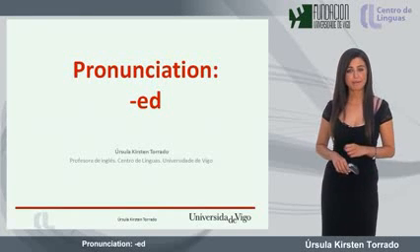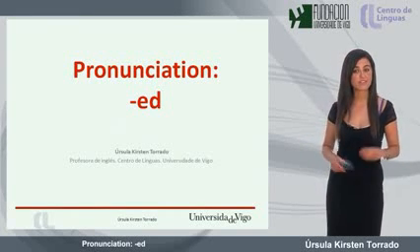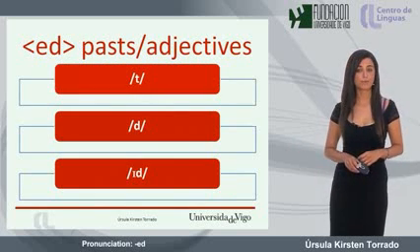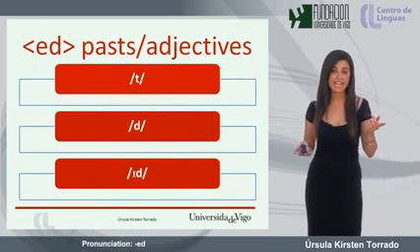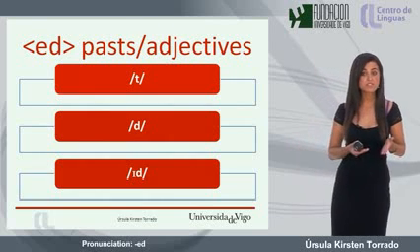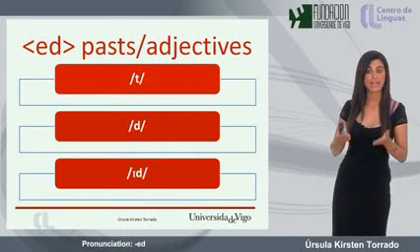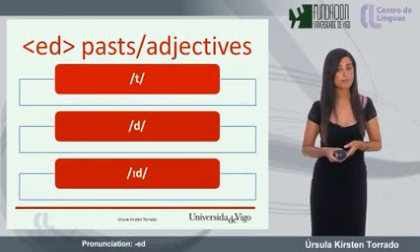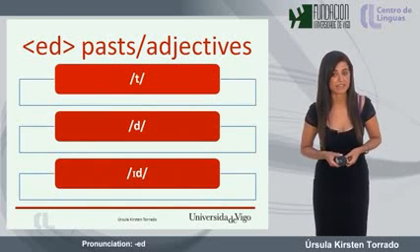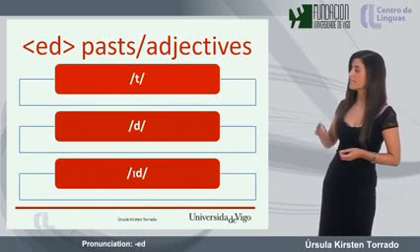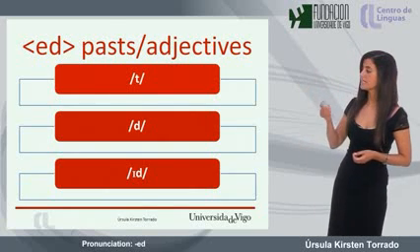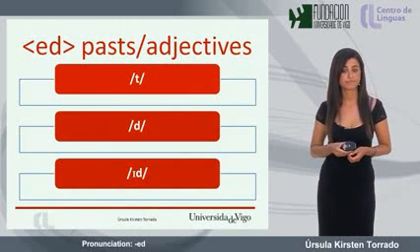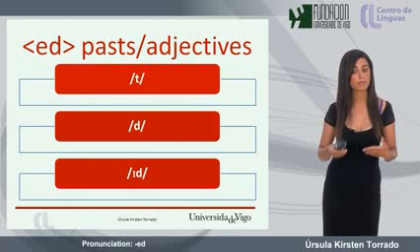Hi, today we are going to learn how to pronounce the ed ending. First of all, we need to bear in mind that the ed ending is used for pasts, past participles and adjectives. And there are three different ways of pronouncing that ed ending. We can pronounce t, d, and id. In American English, they pronounce it with a schwa.